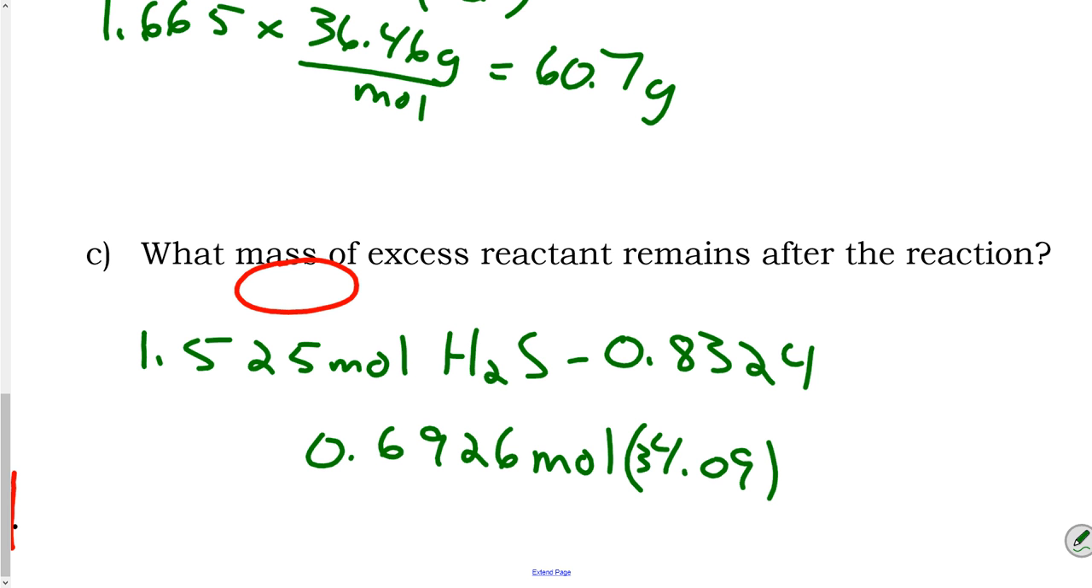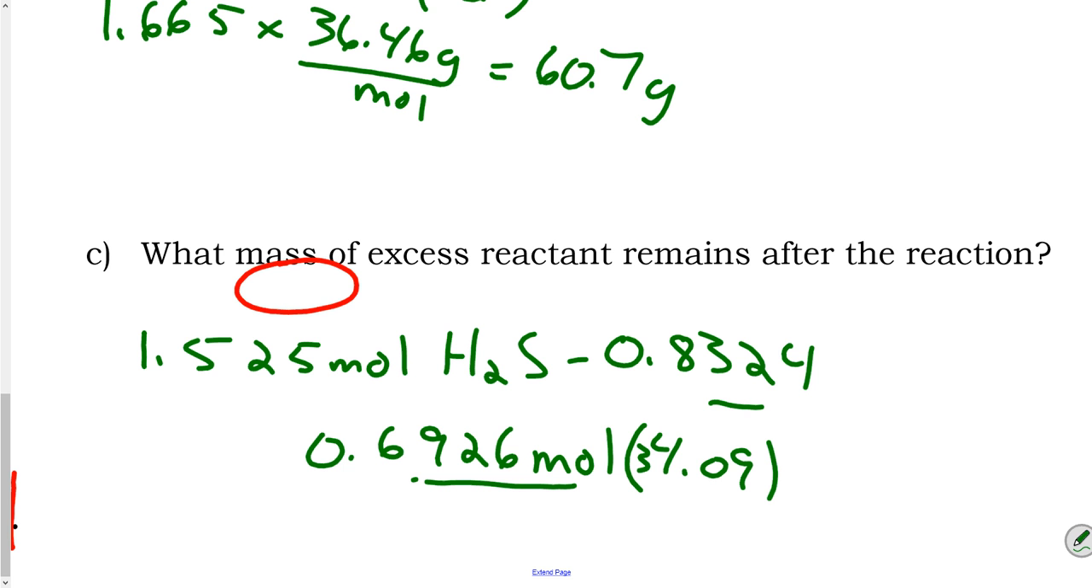Why did you subtract 0.8324? Because this is the excess. This is what I had. This is what I used. I don't know how to say it. Sam, what's up? Is 23.6 the answer? Yes. So wait, can you say one more time? Okay. I found out this is how many moles of H2S that I have left over. This is the excess, right?